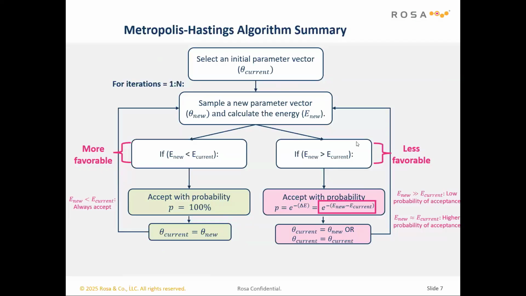However, if the energy of the new parameter state is higher, signifying a less favorable fit to data, we accept the new parameter vector with probability p. Parameter sets with much higher energy will have a much lower probability of acceptance, while parameter sets with energy that is close to the current state are more likely to be accepted.